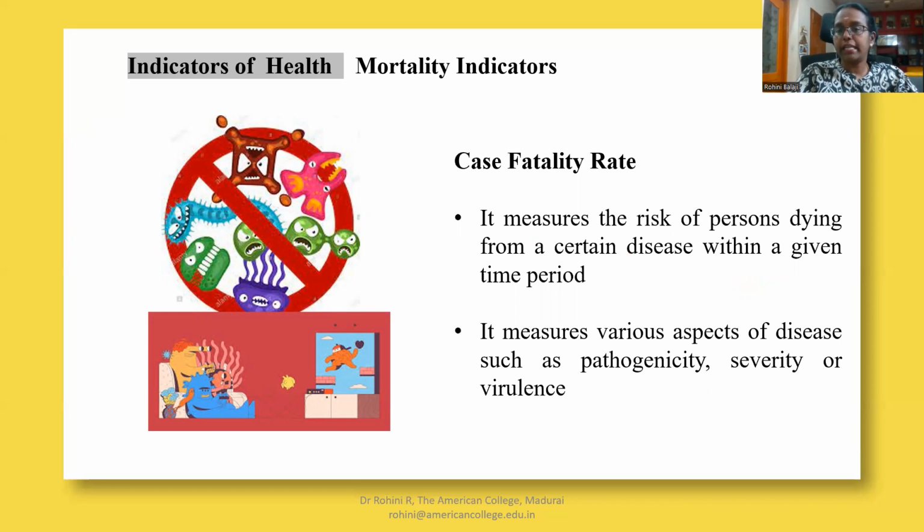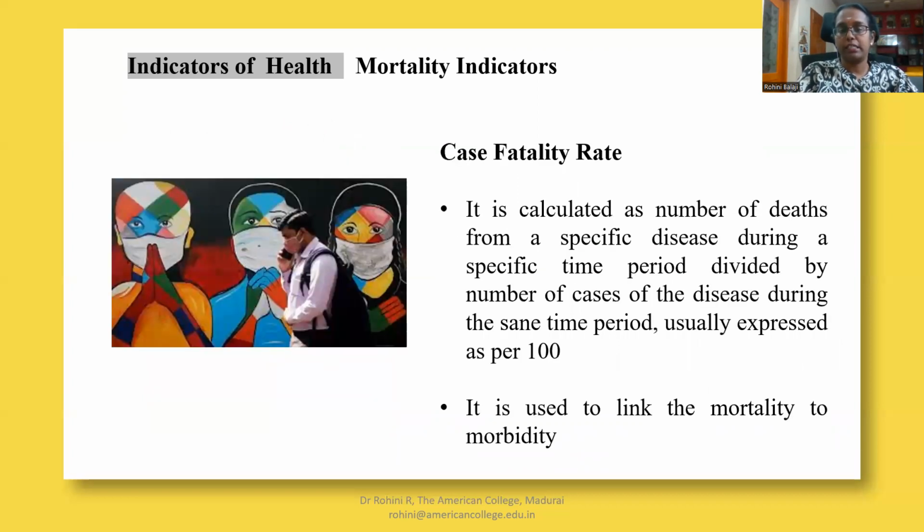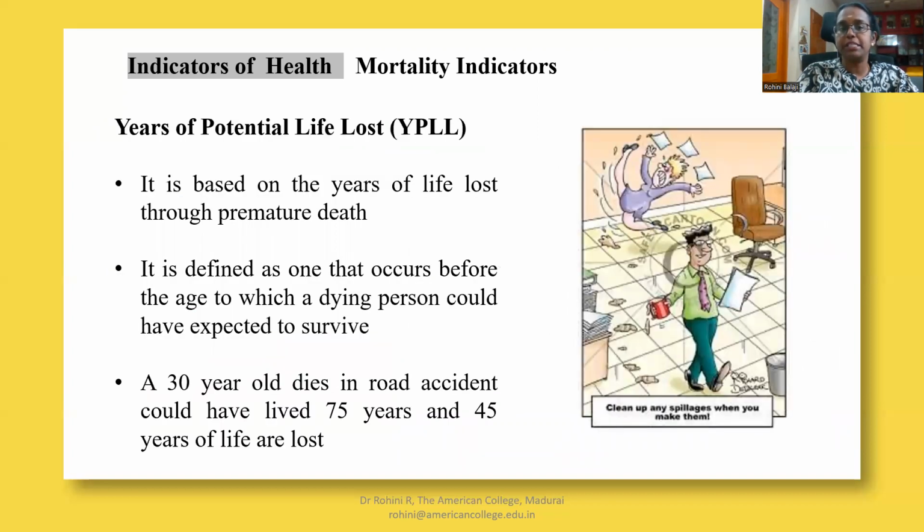It measures various aspects of disease such as pathogenicity, severity of the disease, and virulence of the disease, which virus causes the particular disease. It is calculated as the number of deaths from a specific disease during a specific time period divided by the number of cases of the disease during the same period, usually expressed as per 100 cases. It is used to link the mortality to morbidity.